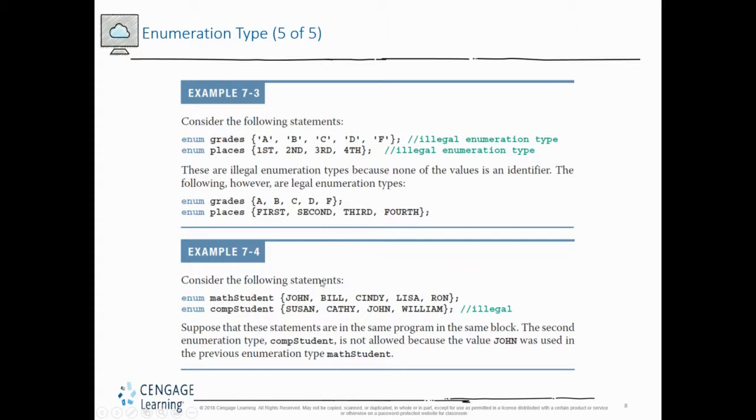Now, the next one is consider the following statement. So you've got a math student, and then you've got a computer student. So John, Bill, Cindy, Lisa, and Ron are math students. Nothing wrong with that. And then the enum for the computer students is Susan, Kathy, John, and William. That's technically illegal because this is in the same block of code, and John can't be in both.